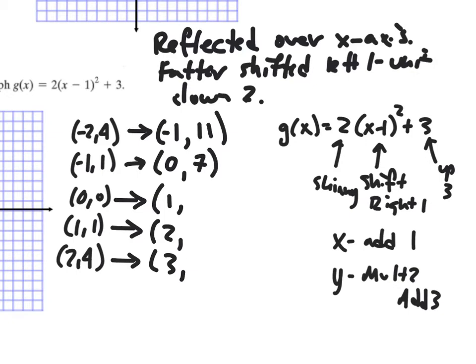And then 0 multiplied by 2 is 0. Add 3 is just 3. 1 multiplied by 2 is 2. Add 3, no, this should be 5. Sorry, my mental math is poor. That's probably why it's a good idea to write these things down. So 1 times 2 is 2, plus 3 is 5. And then 4 times 2 is 8, plus 3 is 11. All right, so we have these new points here.